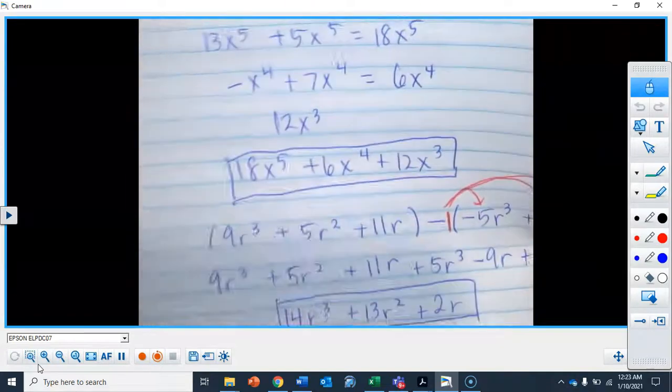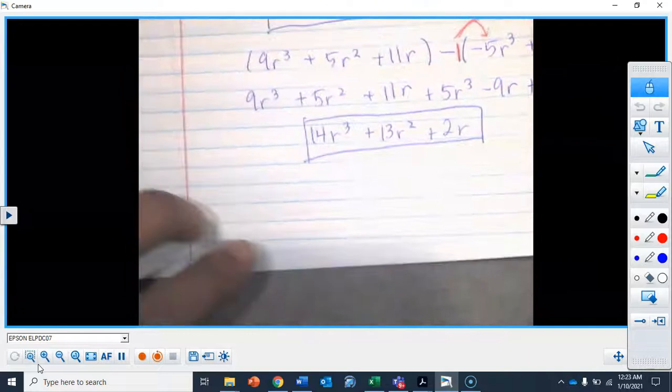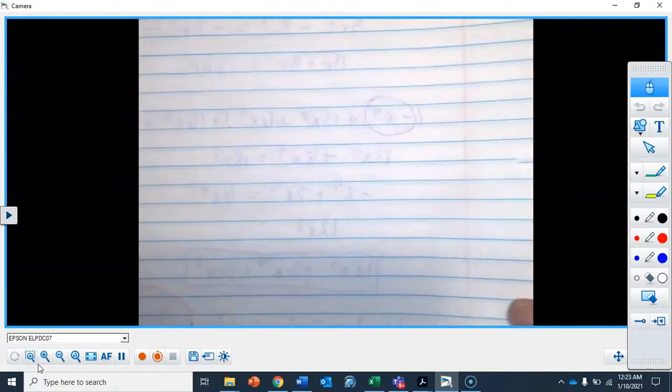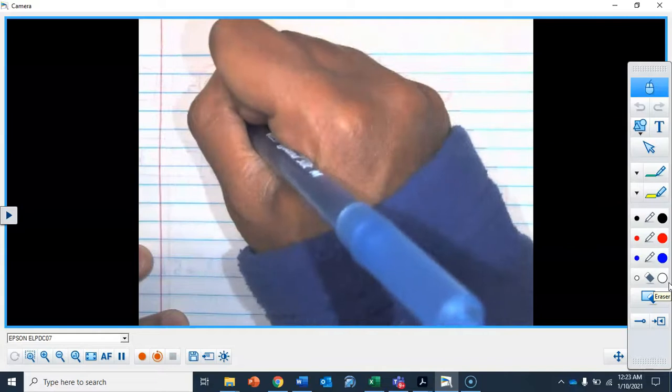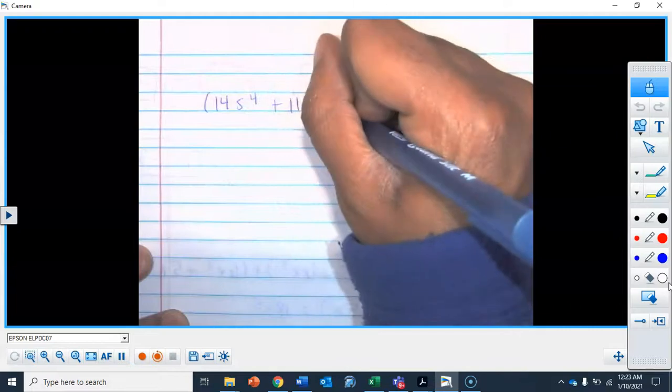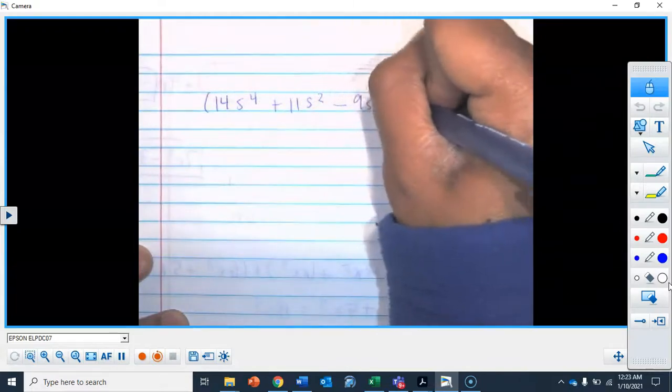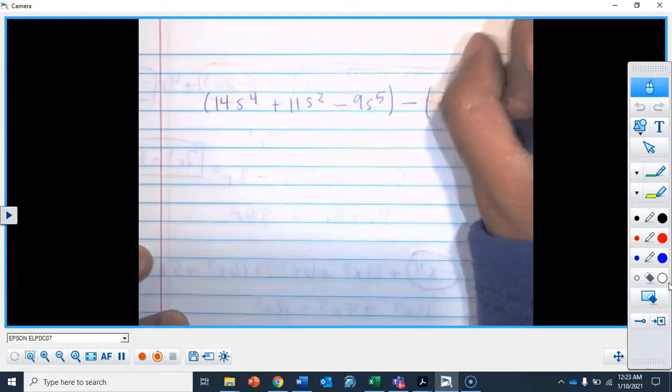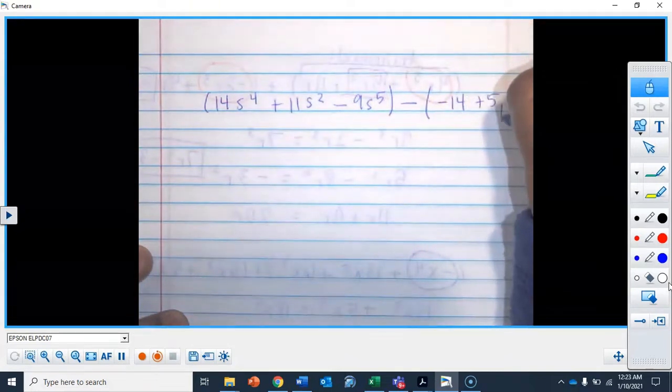Okay, let me see if I can squeeze one more down at the bottom. No, it's okay. I'll go to another sheet of paper. Okay, let's find another one with a subtraction. Let's try this one. Okay, so what if they gave us 14s to the fourth. Okay, we'll just write the problem down real quick.